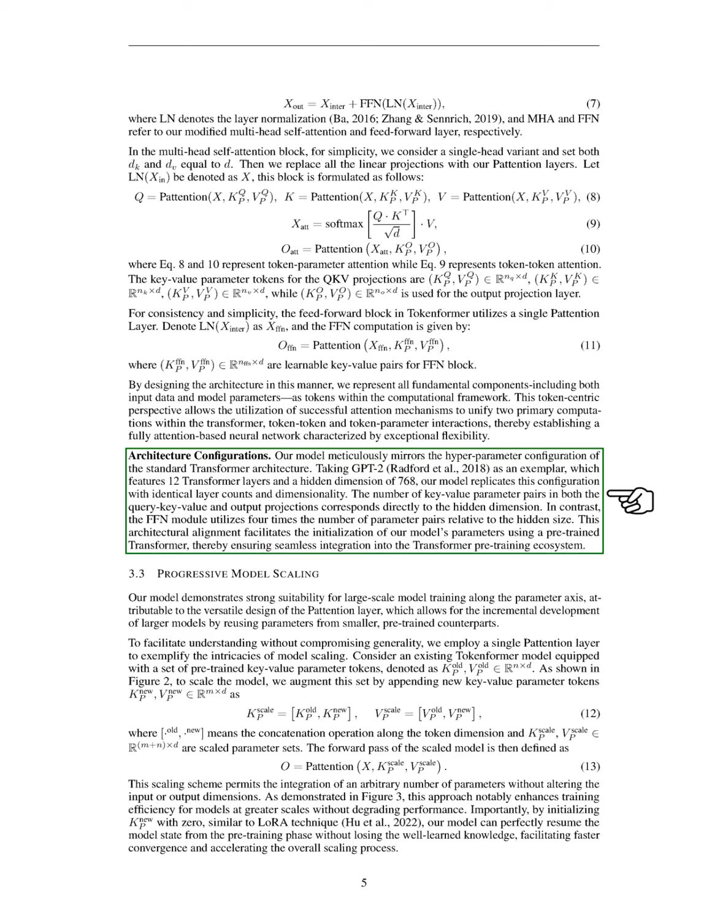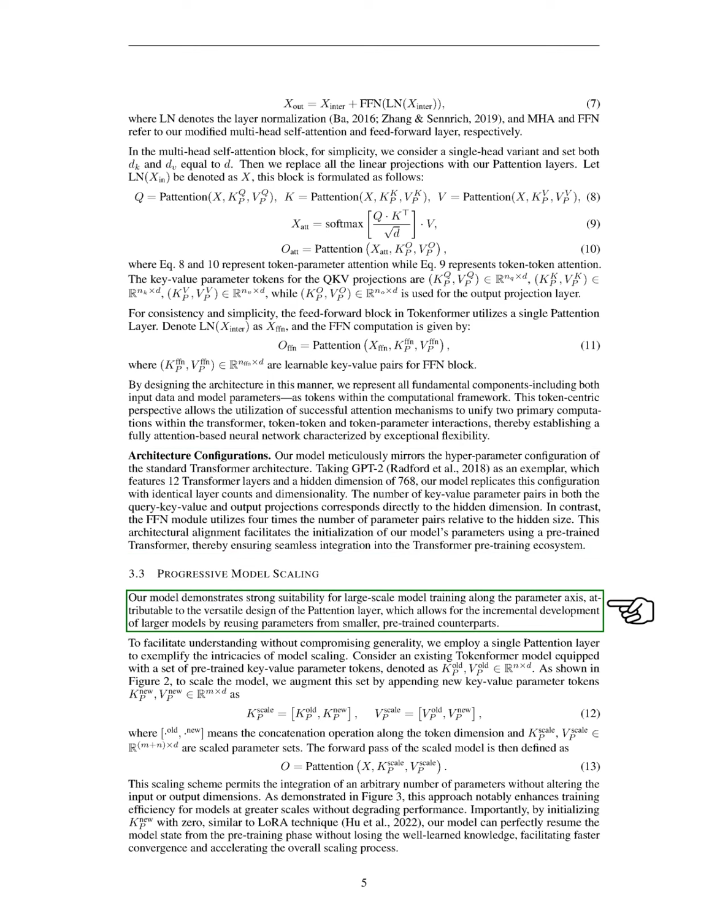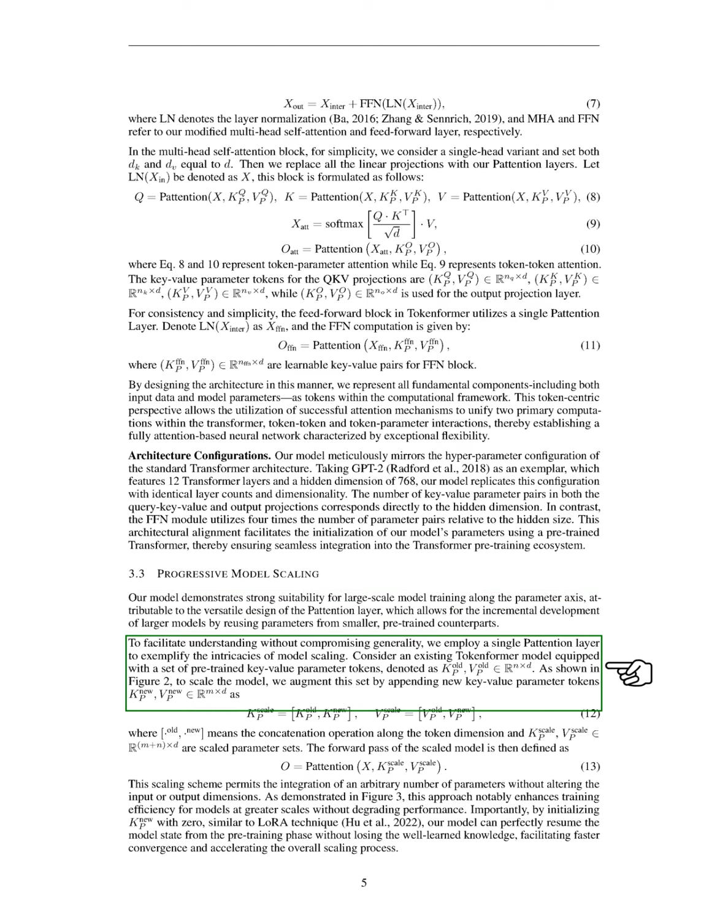Section: Progressive Model Scaling. In this section, we discuss our progressive model scaling approach. Our model is well suited for large-scale training due to the flexible design of the potential layer, which allows us to build larger models by reusing parameters from smaller, pre-trained models. To illustrate model scaling, we use a single potential layer.